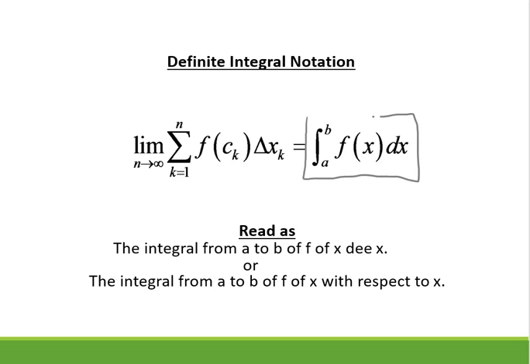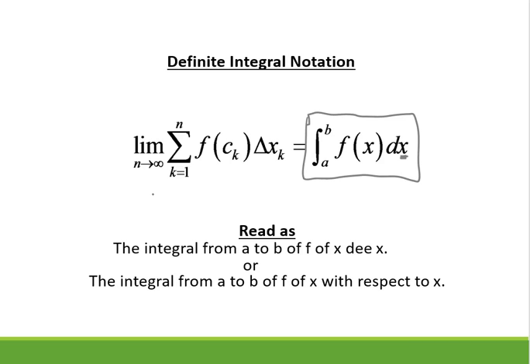And remember, that is read as the integral from a to b, so a is my smaller number, b is the larger number, of f of x dx, or f of x with respect to x, meaning I'm finding the area under the curve to the x-axis. That's what that x there means. We're finding the area to the x-axis.